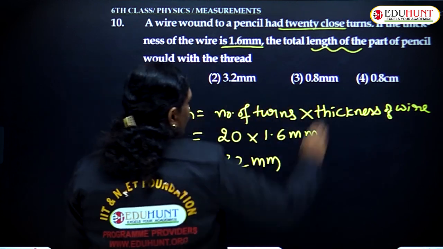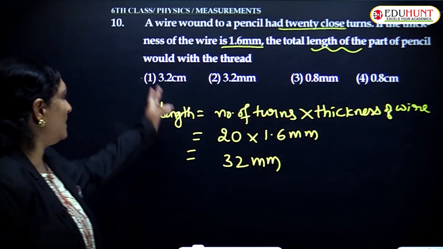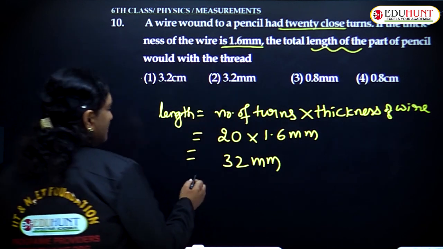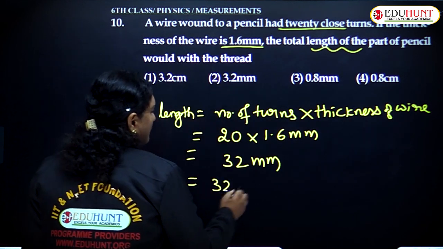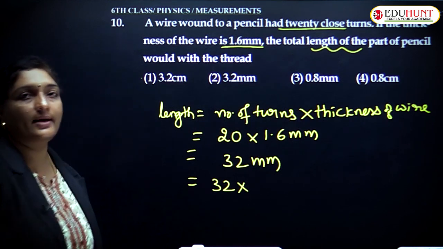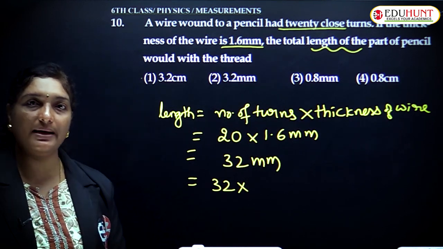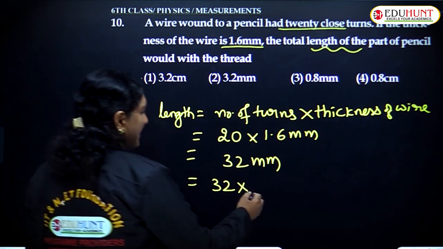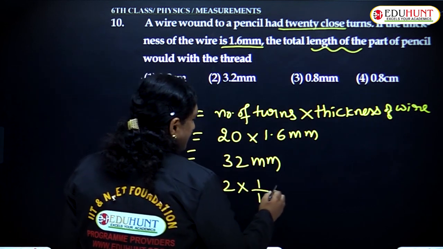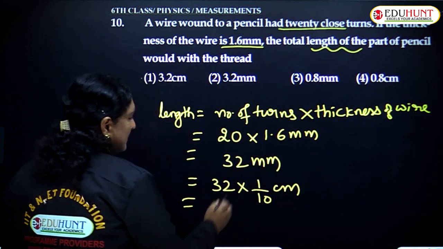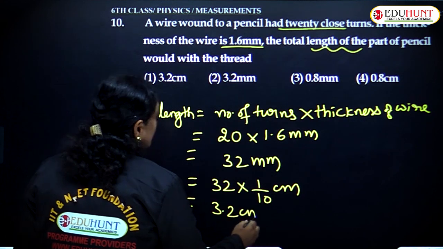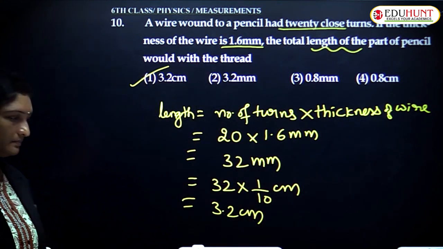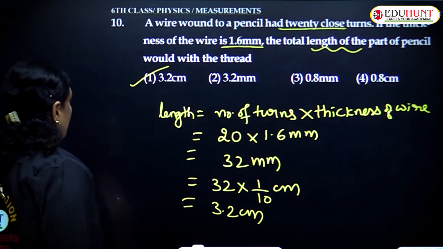But nowhere do you find this 32 mm. Here centimeter is there, but 3.2 is not equal to 32. Hence, let us convert into centimeters. Earlier we said that 1 centimeter is 10 millimeters. So, 1 millimeter is 1 by 10 centimeters. So, 32 into 1 by 10 is nothing but 3.2 centimeters. Hence, that is your correct answer.